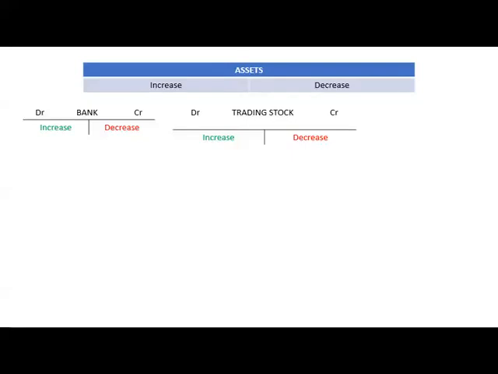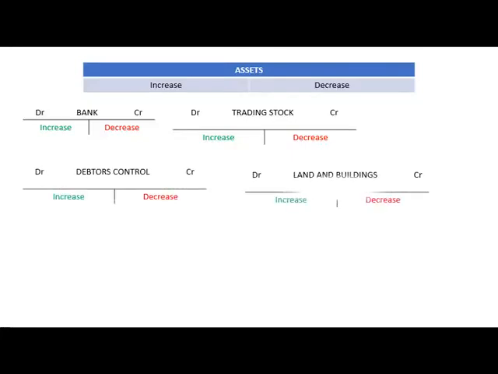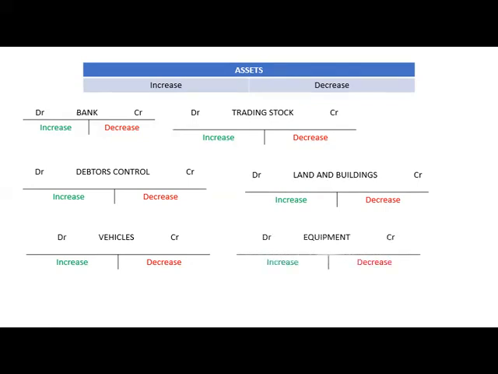When people owe us more, debtors control will go up on the debit. When they pay us back, it will go down on the credit. When we buy more land and buildings, we'll put it on the debit. When we lose or sell land and buildings or get rid of land and buildings, we will credit it. When we buy more vehicles, we will debit them. When we get rid of vehicles, we will credit them. When we buy more equipment, we will debit them. When we get rid of equipment, we will credit them.